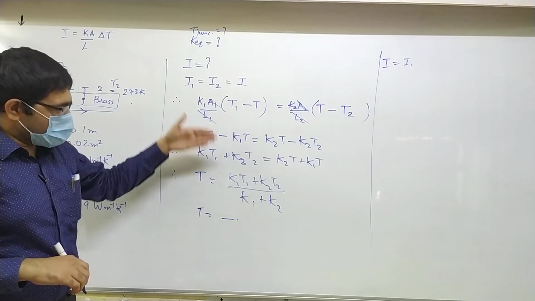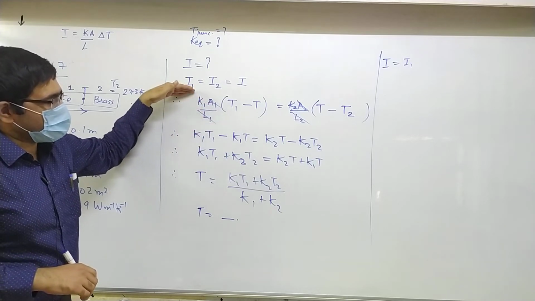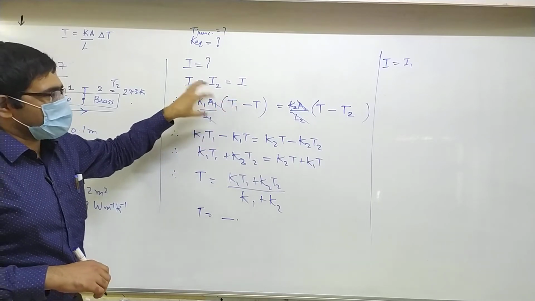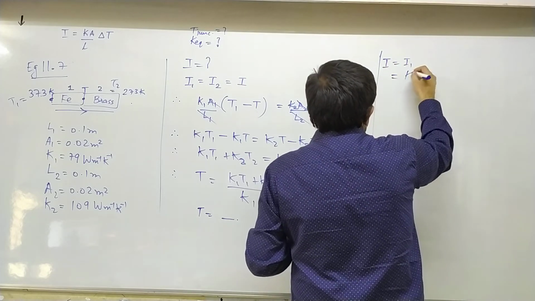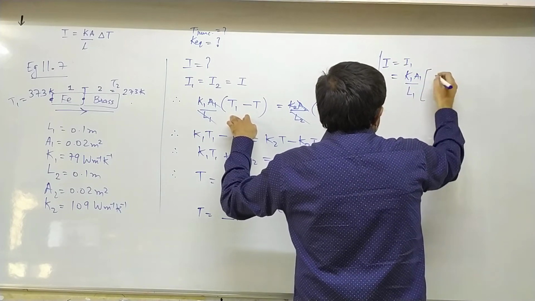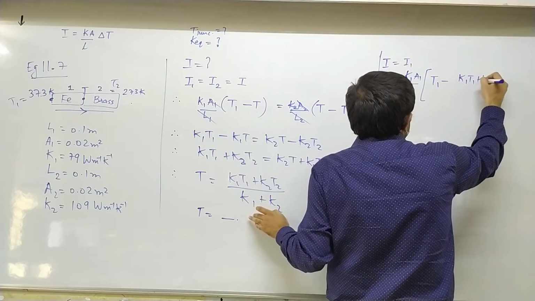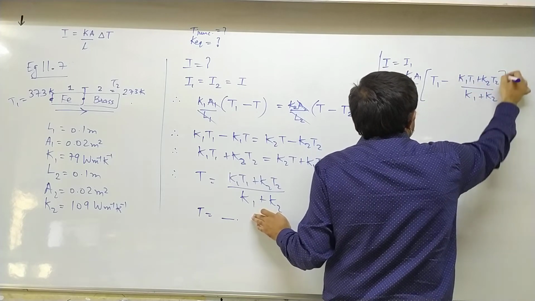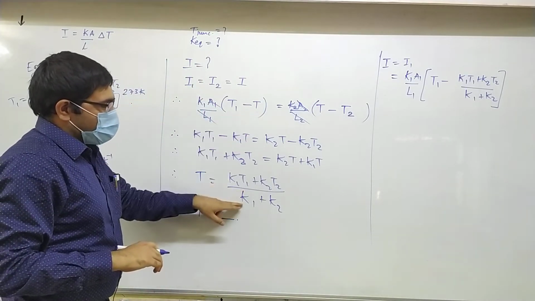So I'm going to put the expression that we have got once again in the value of I1 here. I repeat, I will put the expression of T here, right? Okay, and then we will put the values. So what do we have for I1? We have K1A1 divided by L1, and then you have a bracket. You have T1 minus T, but T is equal to K1T1 plus K2T2 divided by K1 plus K2. Okay, so that's the value of T.